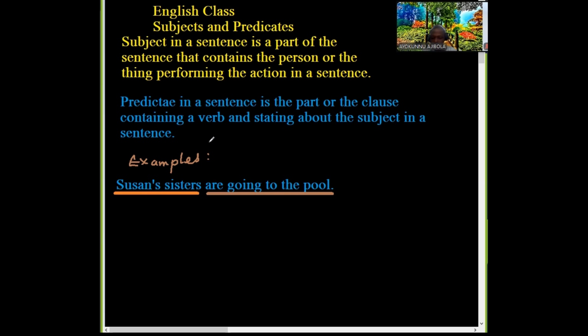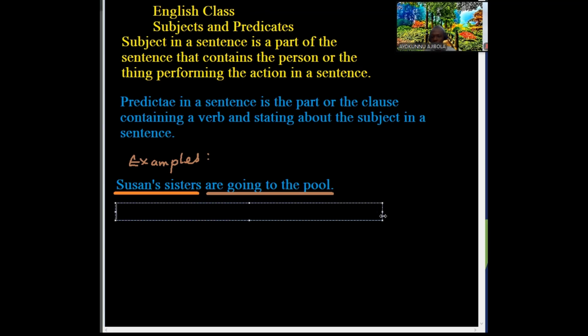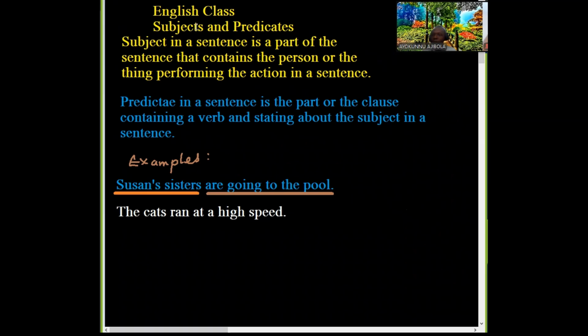Let's see. The cats ran at a high speed. So the cats, that's the subject, and ran at a high speed is the predicate.